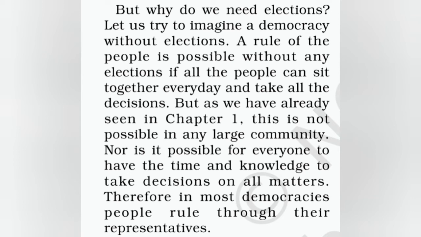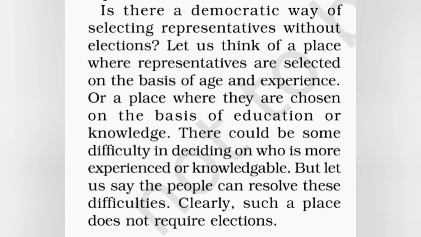A rule of the people is possible without any elections if all the people can sit together every day and take all the decisions. But as we have already seen in chapter 1, this is not possible in any large community, nor is it possible for everyone to have the time and knowledge to take decisions on all matters. Therefore, in most democracies, people rule through their representatives.